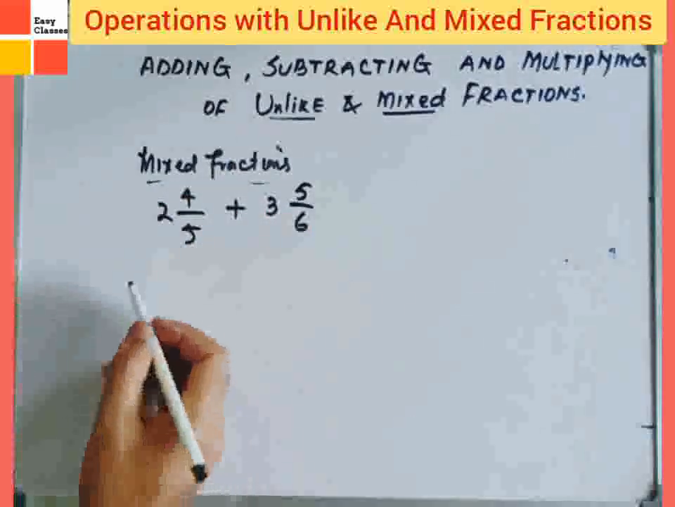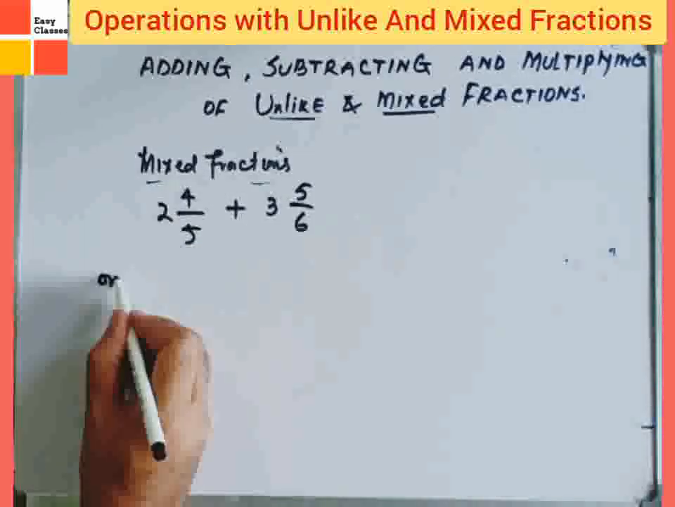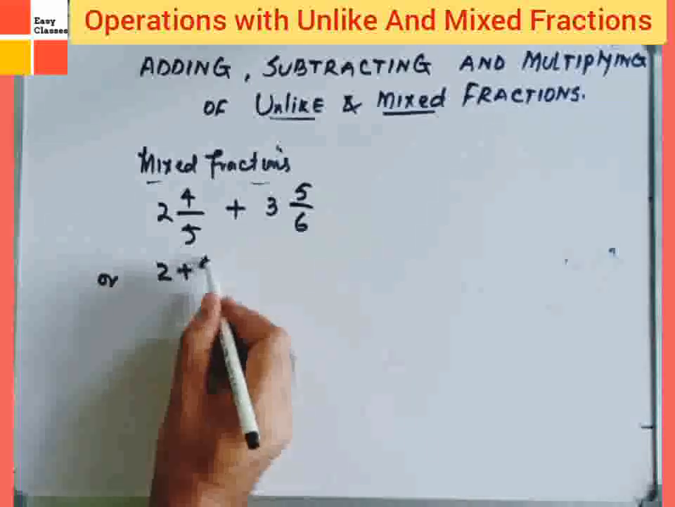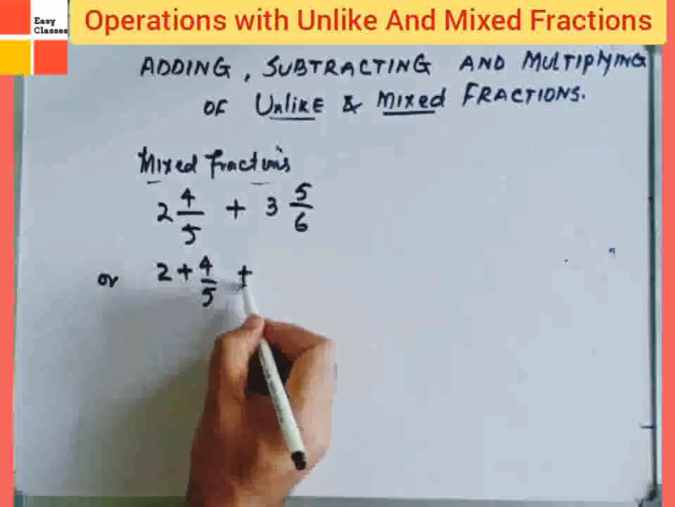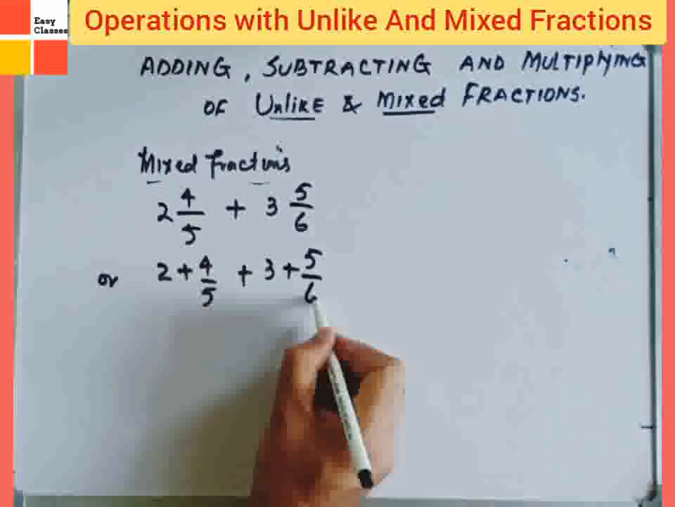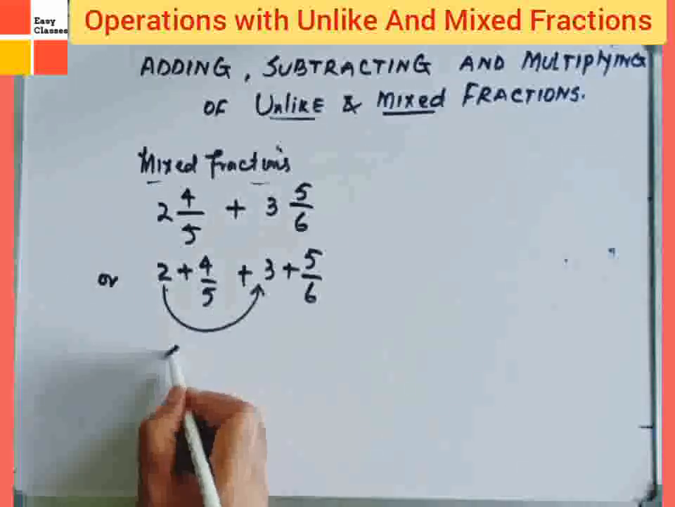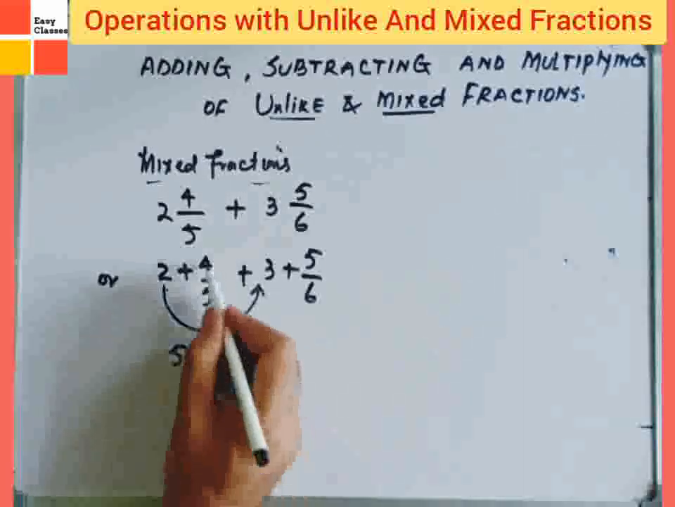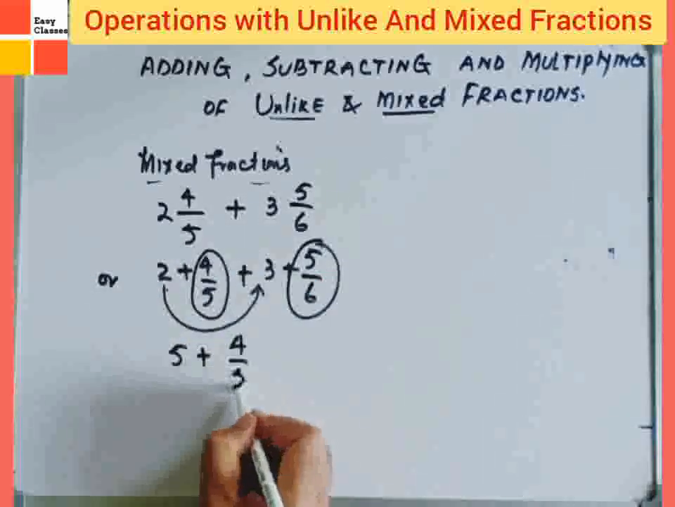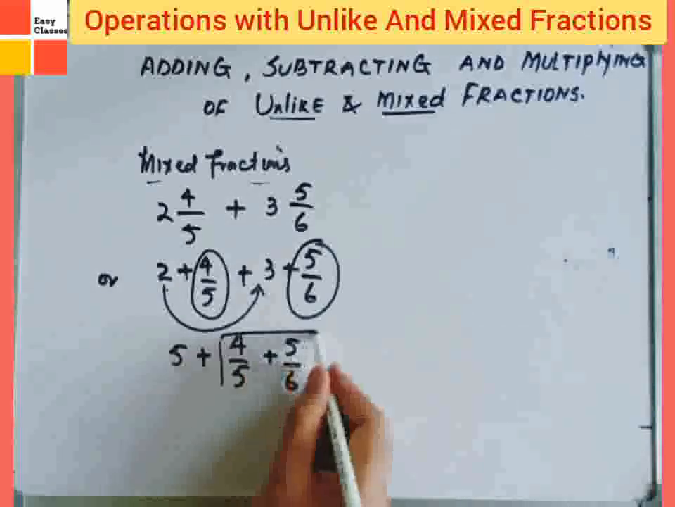There is another method. You can write down these fractions like this: 2, this means 2 whole plus 4 by 5th, then plus 3 whole plus 5 by 6th. This is another way. You can now add these 2 whole and 3 whole. You will get 5 whole plus, now there remain 4 by 5 and 5 by 6. Now you can add first these two.